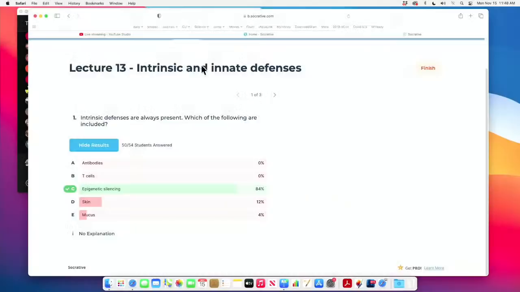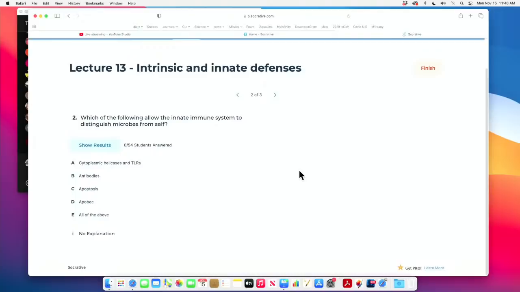Next question. Which of the following allow the innate immune system to distinguish microbes from self? Cytoplasmic helicases and TLRs, antibodies, apoptosis, APOBEC, all of the above.